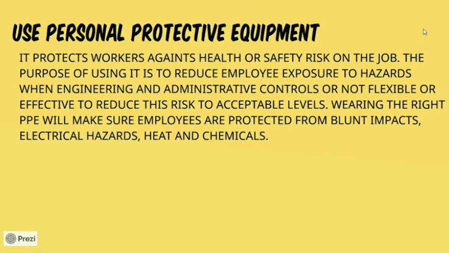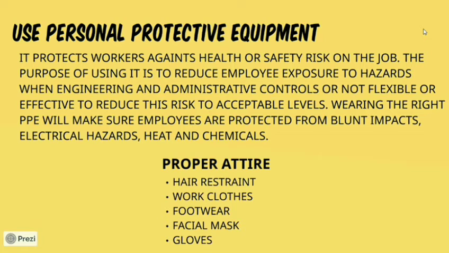Wearing the right PPE will make sure employees are protected from blunt impacts, electrical hazards, heat, and chemicals. Proper attire includes hair restraint, work clothes, footwear, facial masks, and gloves. A hair restraint is a small, often elasticized, fine net worn over long hair to hold it in place. It is worn to keep hair contained.